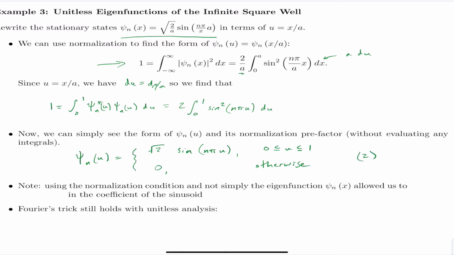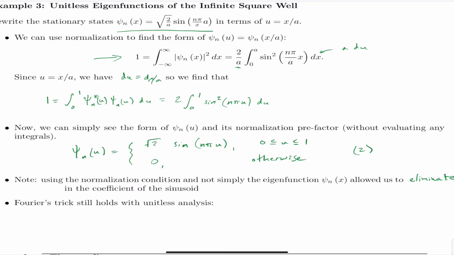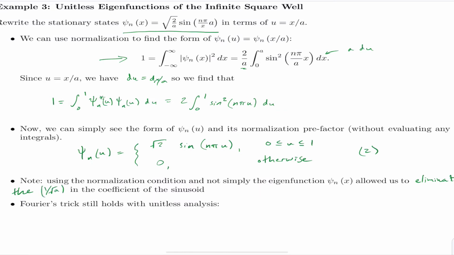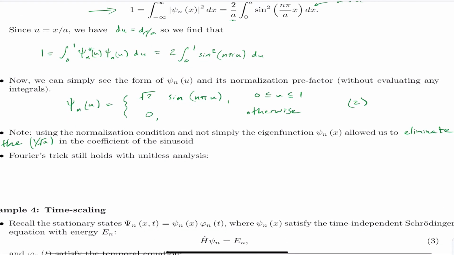You might wonder why I didn't just directly transform psi n of x, but I used the normalization condition. Using the normalization condition allowed us to eliminate the factor of 1 over root a from the coefficient of the sinusoid. And we'll just point out that Fourier's trick still holds. So that works just fine.